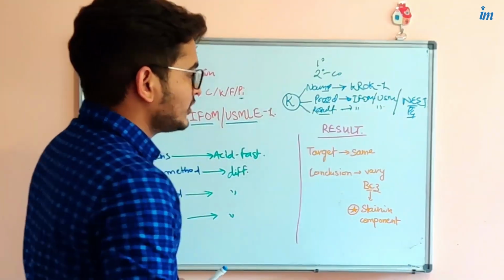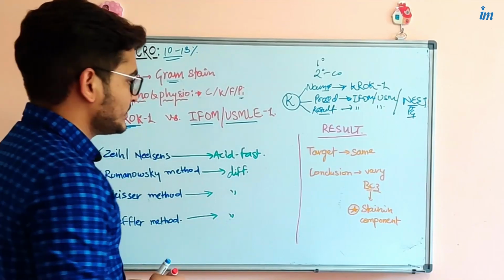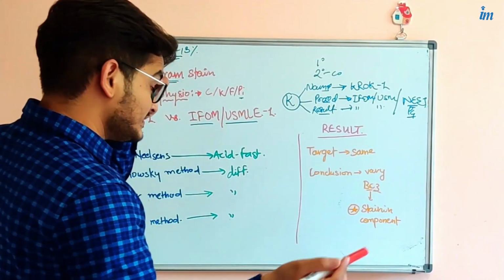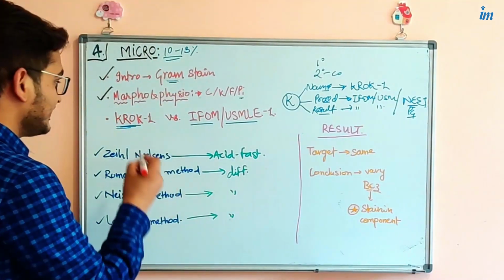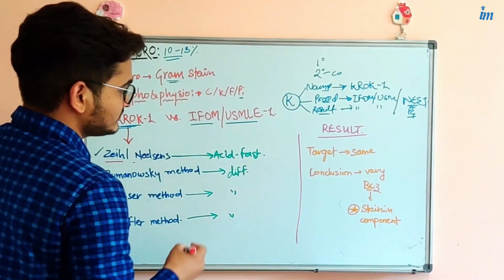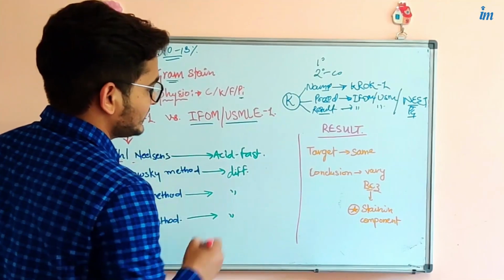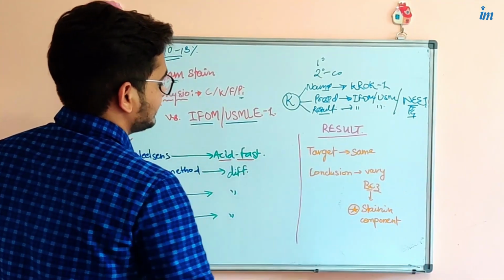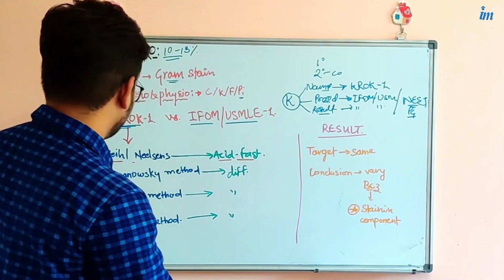All these things are my personal observation while seeing the microbiology questions. Let me give you one example here. In Croc questions, they say Ziehl-Neelsen method. In IFM and USMLE questions, they will simply say the acid-fast staining, positive or negative.